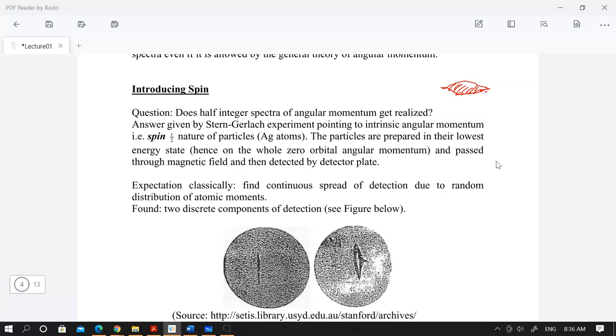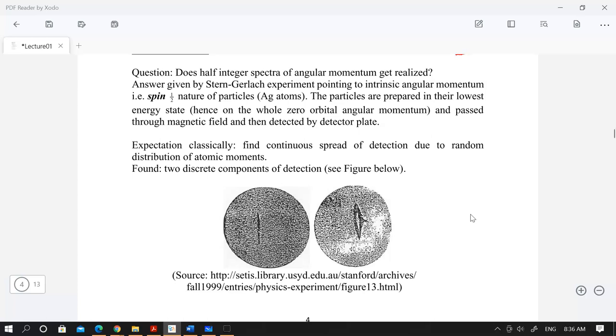But in this particular case, what they found is quite surprising. This is a real image of the experiment. They found two different lines, so to speak. Now the two different lines are surprising. First, it's coming from a ground state, so you do not expect magnetic moments to be there, and there should be no deviation. But here there is a deviation. That's one thing: there is a deviation despite being a ground state.